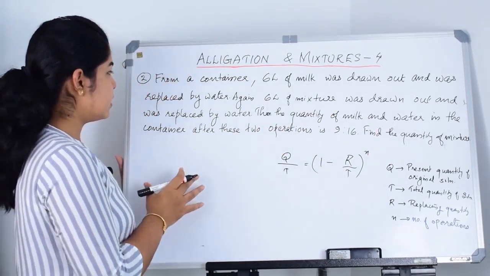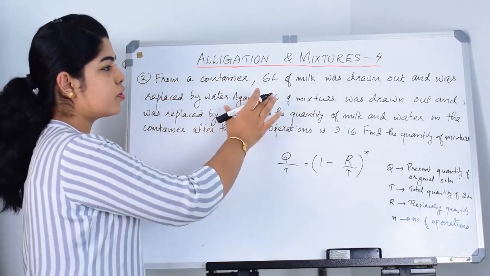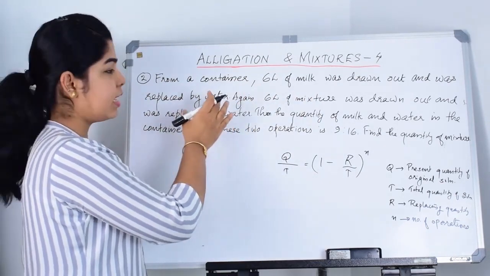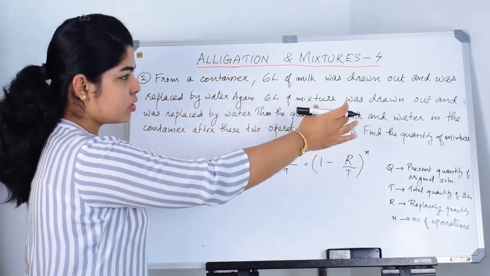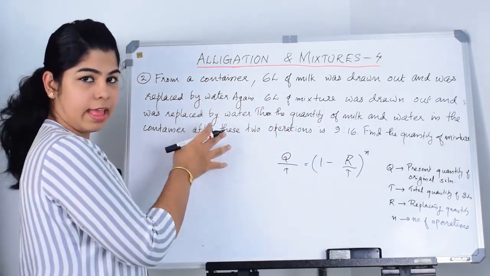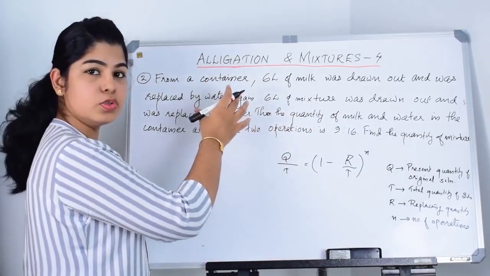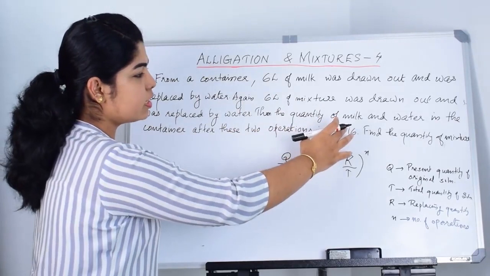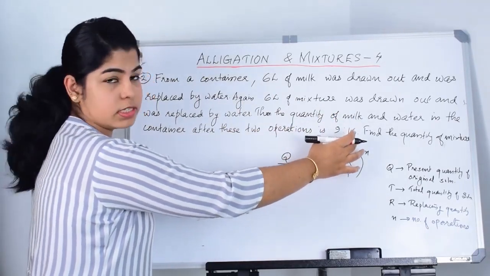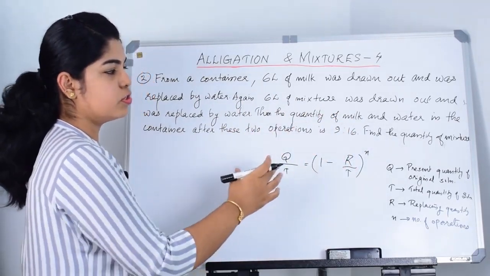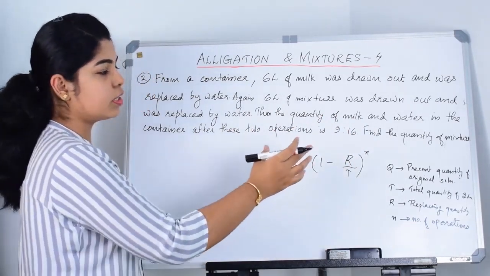So here it is given there is a container and 6 liters of milk was replaced with water. Then again 6 liters of mixture was drawn out and replaced with water. And it is given that after the two operations, the quantity of milk to water is 9:16 in ratio. So we need to find the total quantity of the mixture.